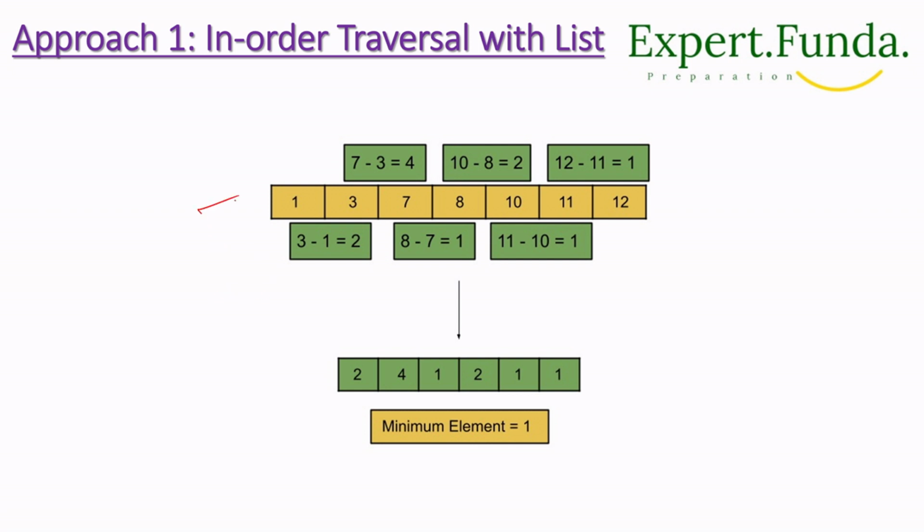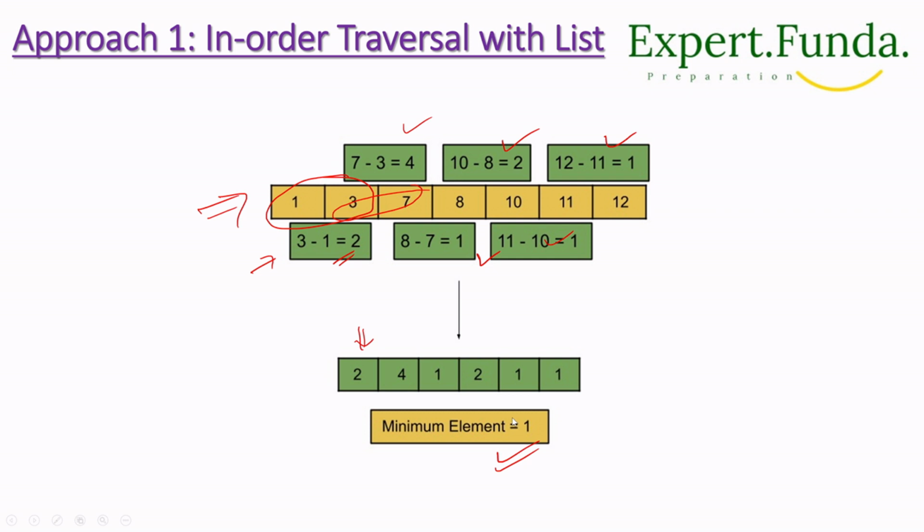So let's consider this array and compute the differences. First, 1 and 3: 3 minus 1 is 2. Similarly, 3 and 7 gives 4. Similarly we calculate the differences for all consecutive elements. If we put all the differences into an array, it looks like this. The minimum element in this array is 1.